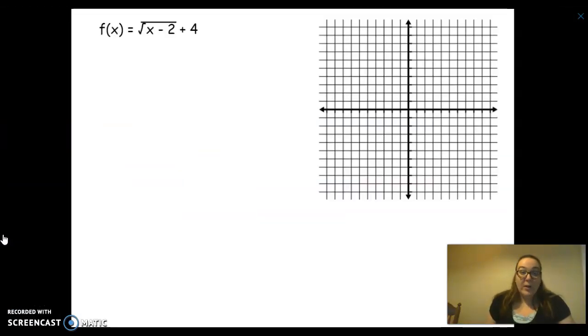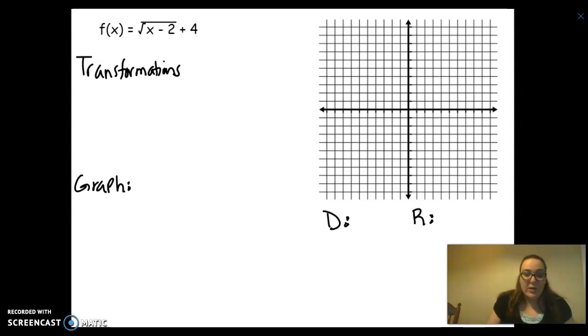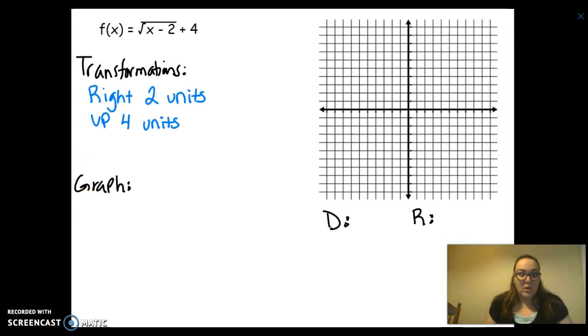Alright, so here we go. f of x equals the square root of x minus 2, plus 4. What I want you to do is name the transformations, because you can. We are going to name the transformations, graph, and name the domain and range. So pause here and write down the transformations. Hopefully you wrote down that it's moving to the right 2 units and up 4 units.